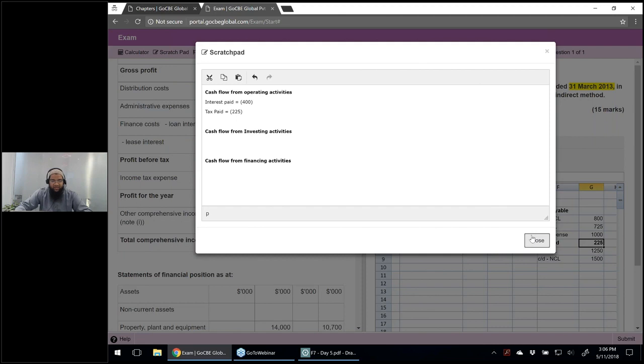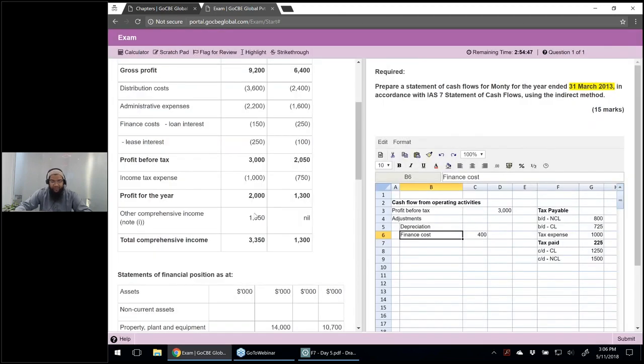Now the question has given us other comprehensive income of 1350, which is positive, which means that the asset would have been revalued upwards. And there is a reference of note number one with it. So the details will be provided in note number one.